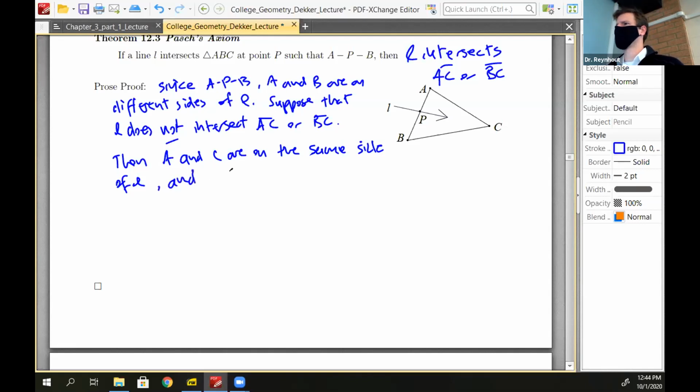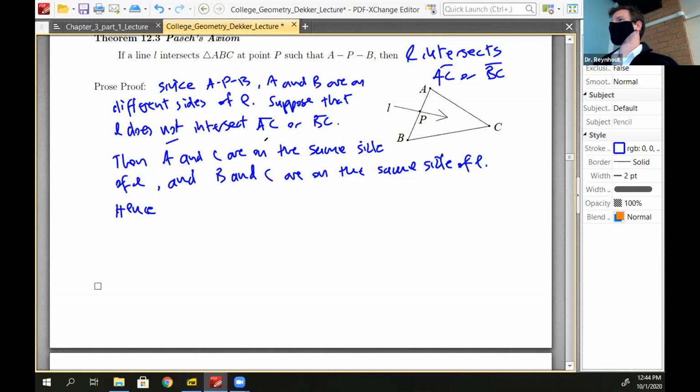And B and C are on the same side of L. Again, because the line connecting B and C does not cross L, because L doesn't cross BC. Excellent. Hence, we use this transitive idea. If A and C are on the same side and B and C are on the same side, then A and B are on the same side.